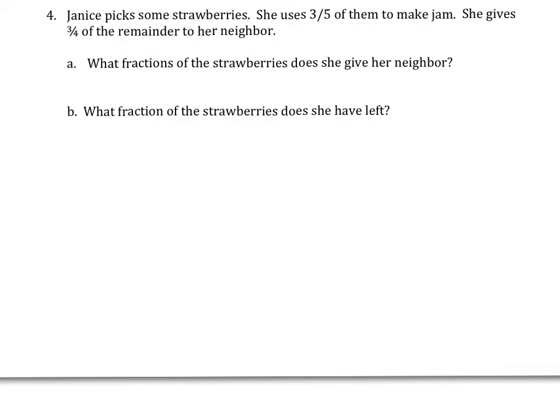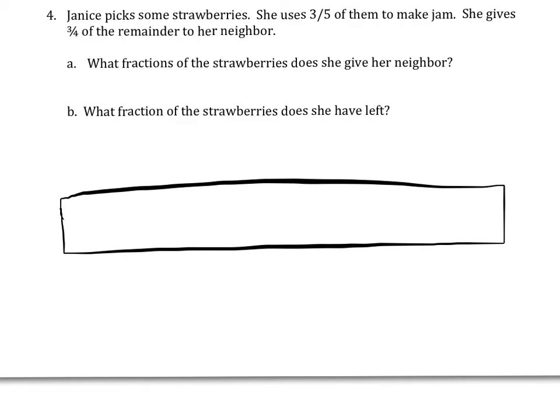So I am going to start with my bar, and I think it's easier to make a big bar so I have room to write things. She uses 3/5 to make jam. So 1, 2, 3, 4. And so she uses 3/5 of them to make jam. So I'm going to write jam, jam, jam. She gives 3/4 of the remainder to her neighbor.